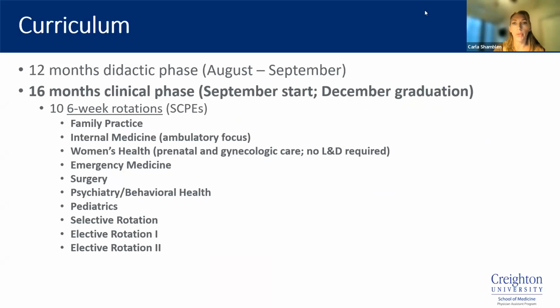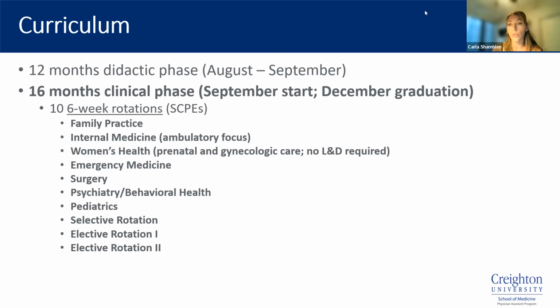So our curriculum, we have 12 months of didactic phase. Our first cohort just started in August of this year, and they will be in their didactic phase until September of 24. At that point, they'll transition to the clinical phase, and for us, that's a 16-month phase. So in total, our program length is 28 months. Every program's a little bit different. The average is 24 to 27. But our clinical phase starts in September, and then it goes for a year and through the following December. So for this cohort, they will graduate in December of 2025.